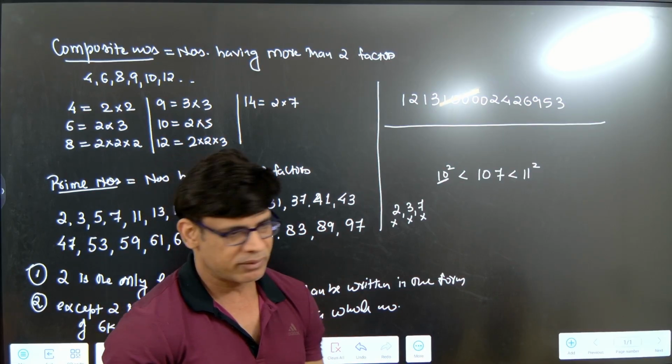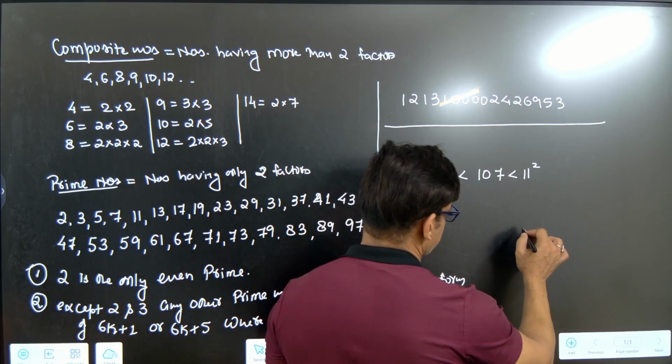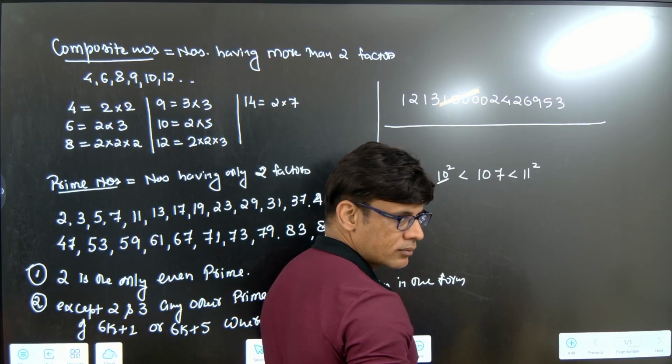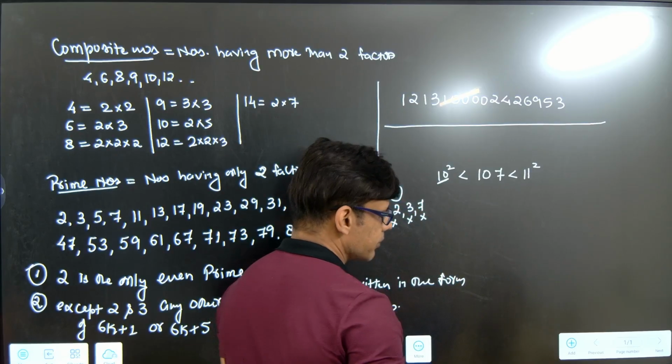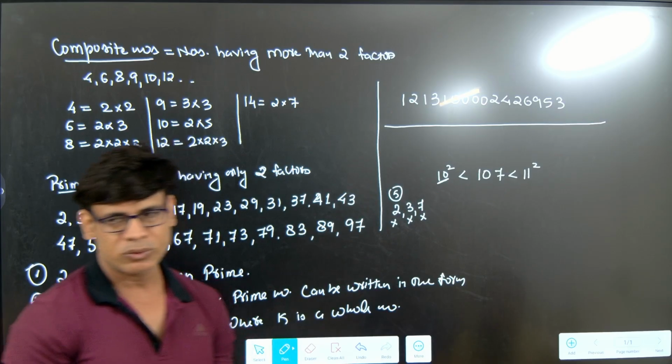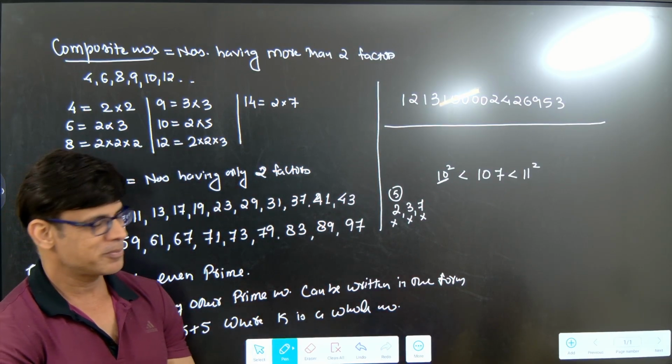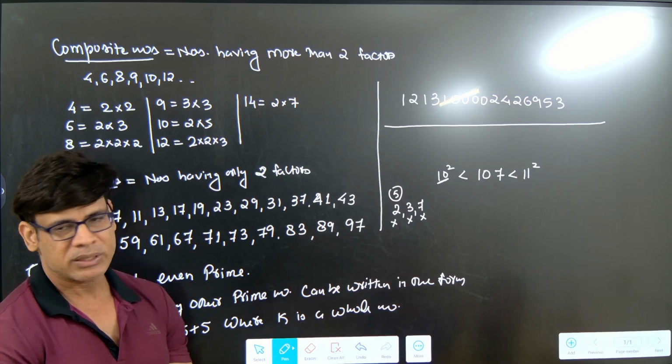For a bigger number, for example, I need to consider 5. I know it's not divisible. Sorry, I missed it: 2, 3, 5, and 7, all the prime numbers less than 10.